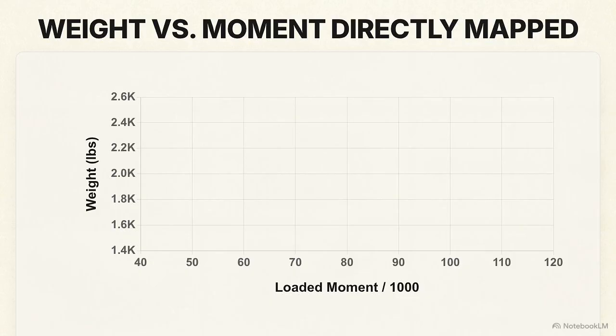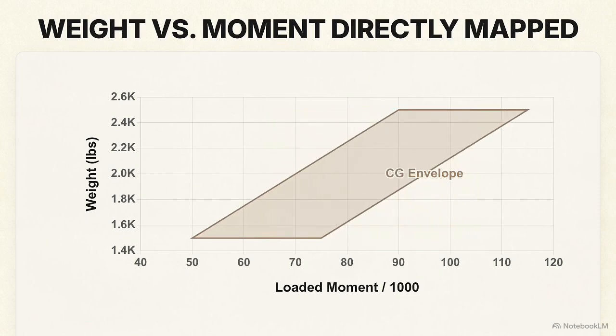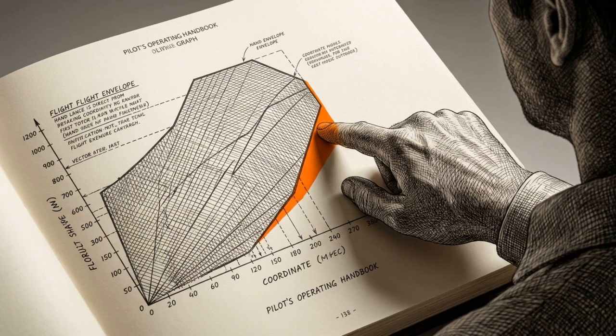This graph shows how the FAA elevates these questions. They use loading graphs from the pilot's operating handbook to plot weight directly against moment, bypassing the arm division entirely. You have to be able to read the shape of the envelope, not just run the numbers.